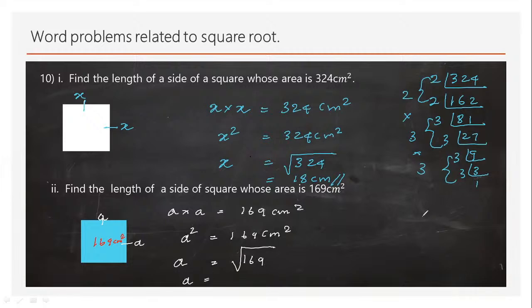It's only divisible by 13, no? 169 divided by 13, 13. Again divide by 13, 1. The square root is 13 here. 13 centimeter.